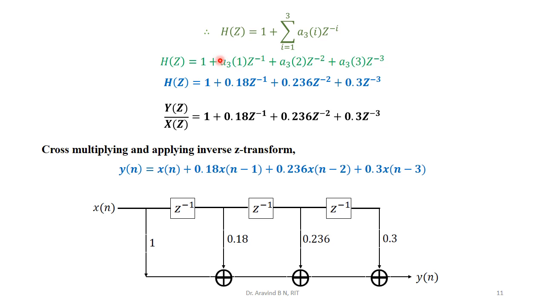So transfer function H of z is equal to 1 plus summation I is equal to 1 to 3 A3 of I z to the power of minus I. So expand this summation, we are going to get this realization. Now we know A3 of 1, we know A3 of 2, we know A3 of 3. Substitute all those values. So we have got the H of z expression.